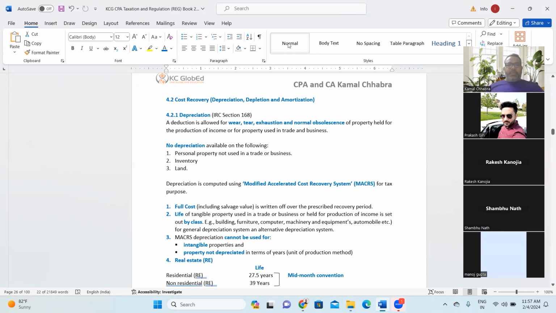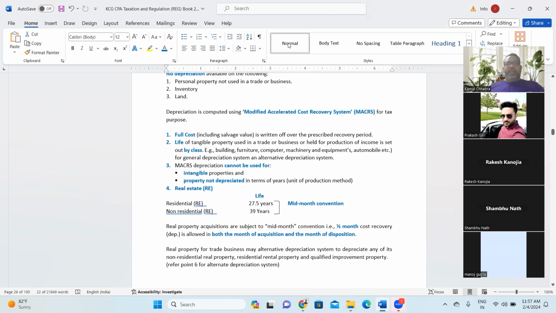Depreciation is computed using the modified accelerated cost recovery system. So in short form, we call it MACRS. This is the most preferred method used in the United States of America for depreciation, right?